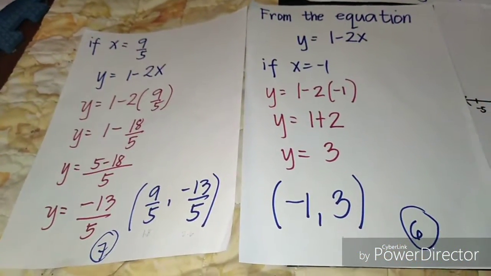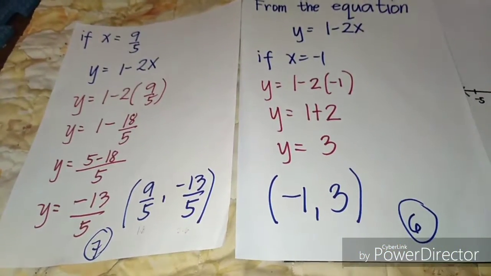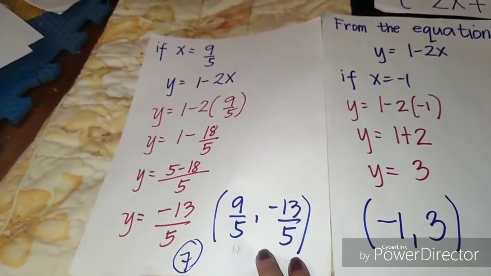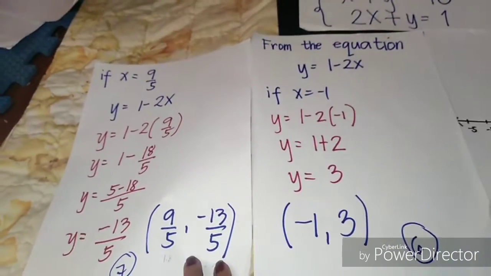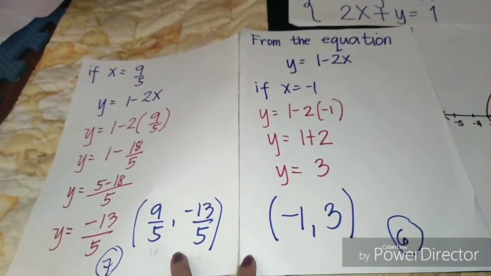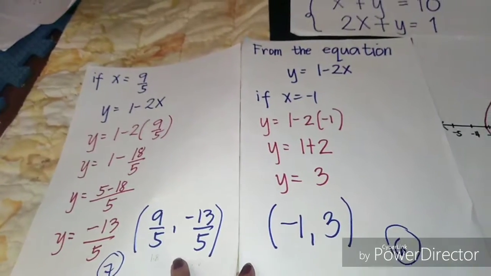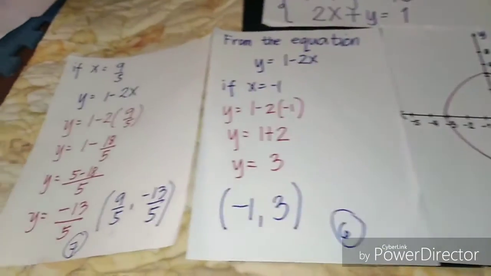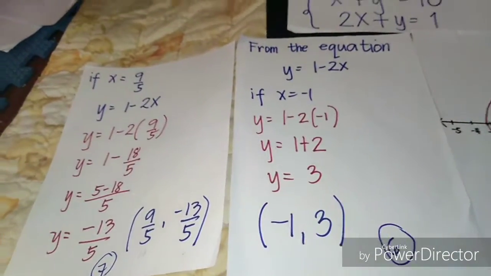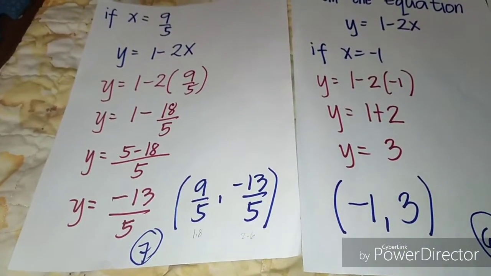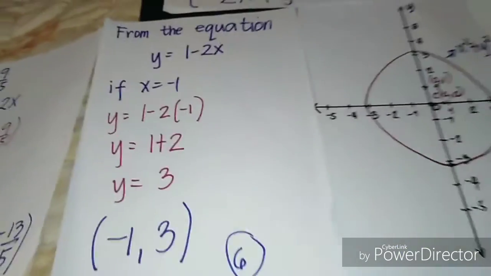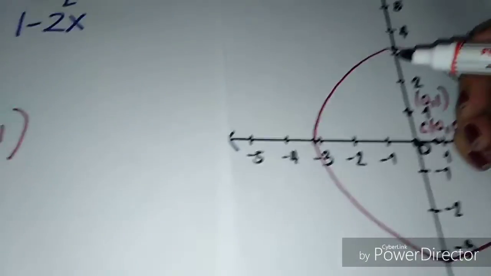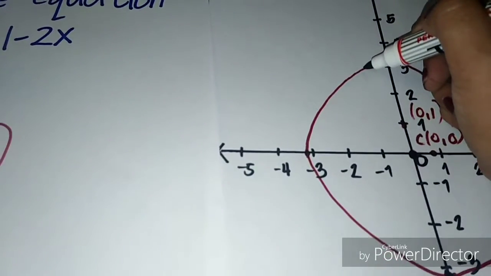So the two coordinates we came up with are -1 and 3, and 9/5 and -13/5. We are going to plot these 2 points in the Cartesian plane as the points of intersection of these two equations. So -1 and 3 belongs to the second quadrant. 9/5 and -13/5 belongs to the fourth quadrant. So here we are going to plot these 2 points. -1 and 3. So here.